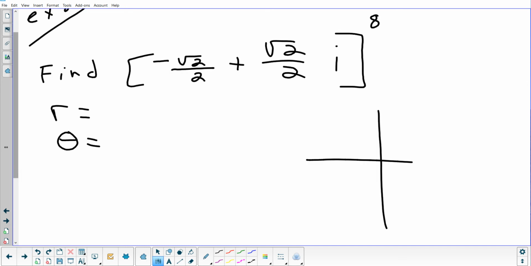Okay, let's graph it. We know that we've gone left and we've gone up, so we're somewhere in quadrant 2. This side is root 2 over 2, and that side is also root 2 over 2. I think we did this one in the homework. What's the radius here? It would be negative 2 over 2. I'm just measuring the length here, not necessarily the direction.